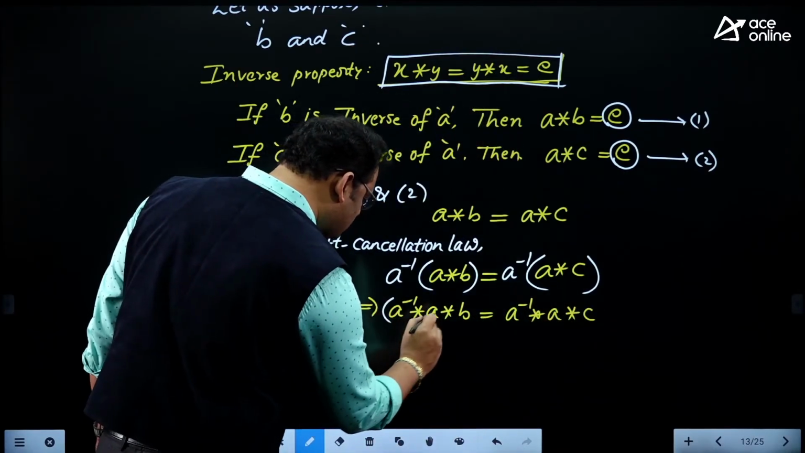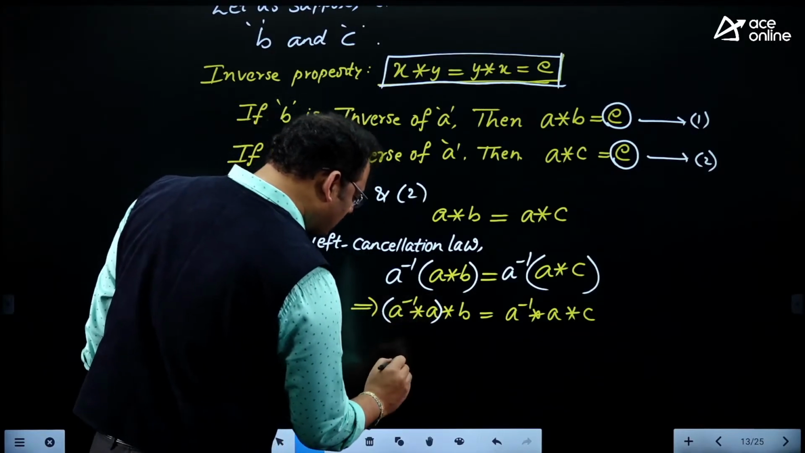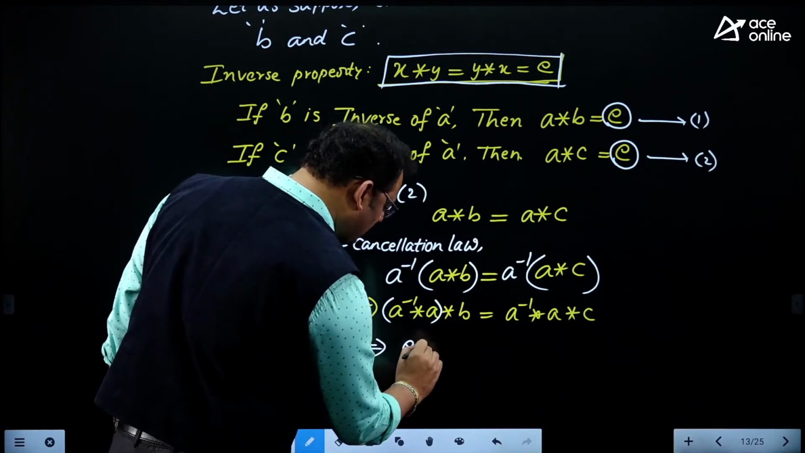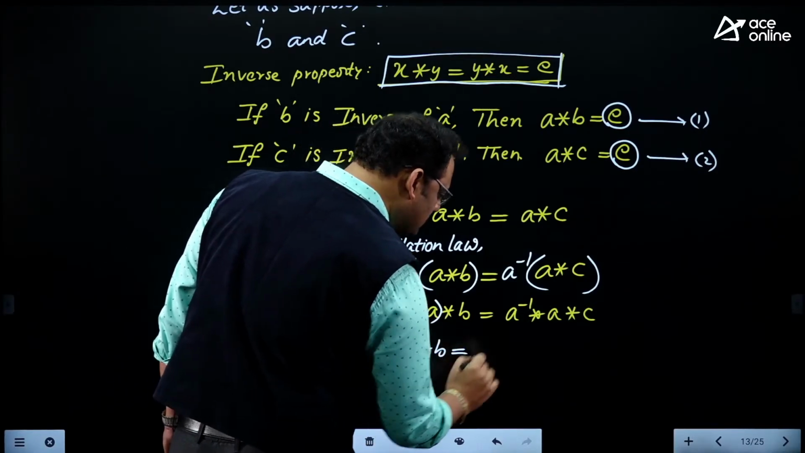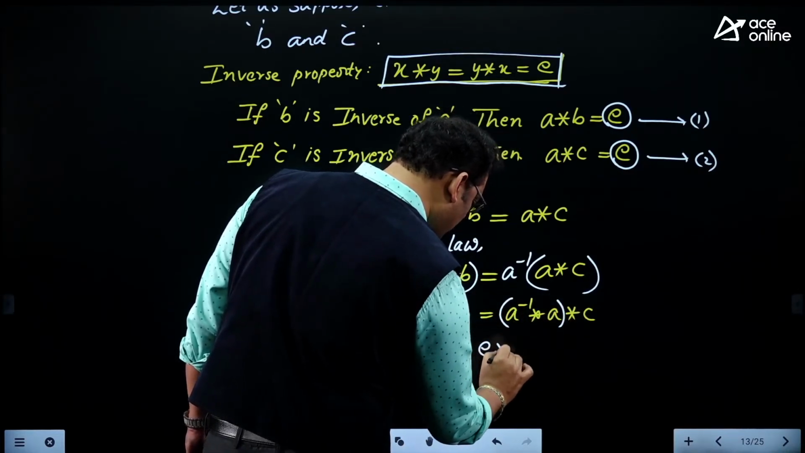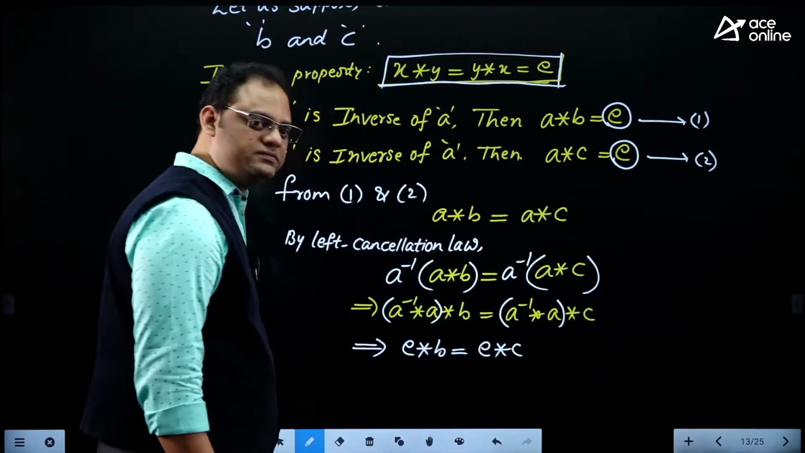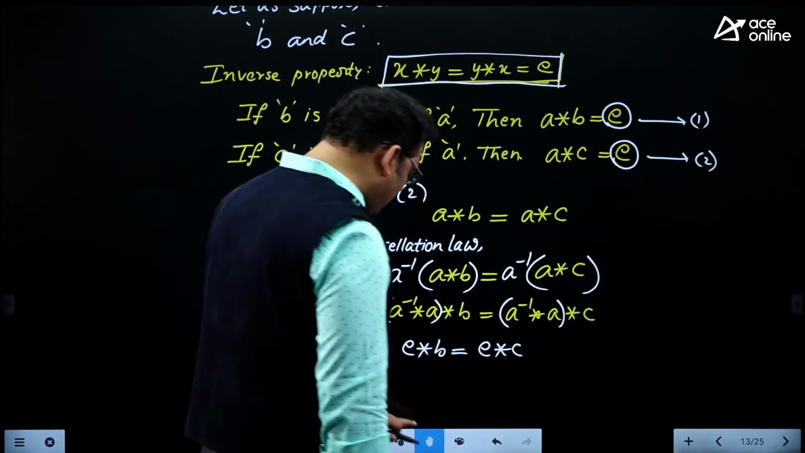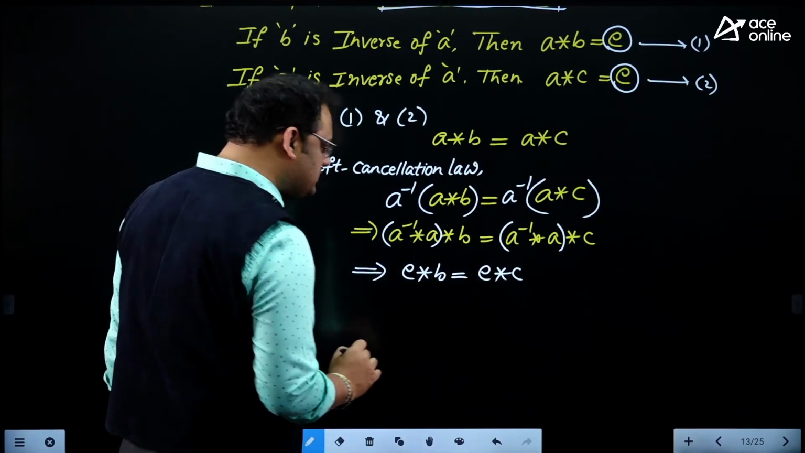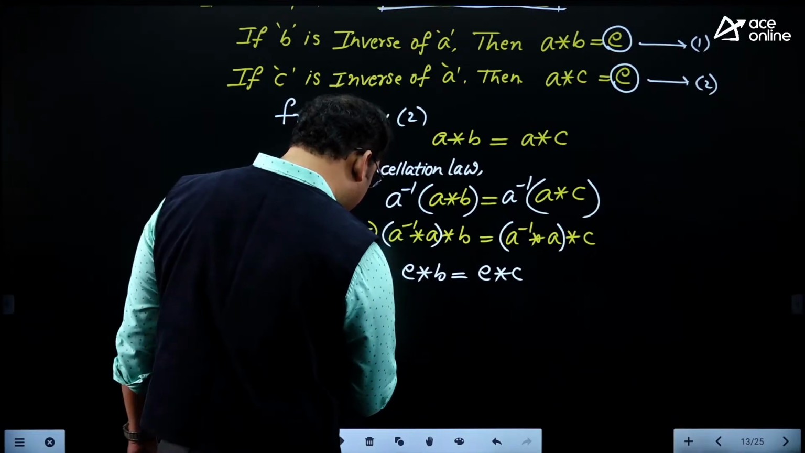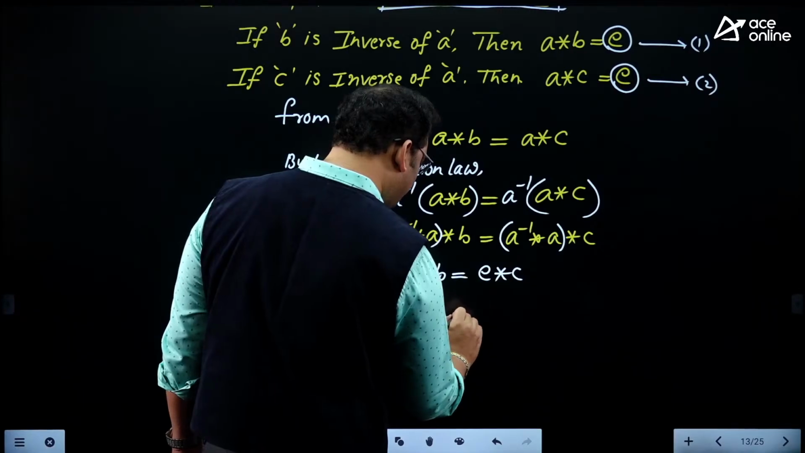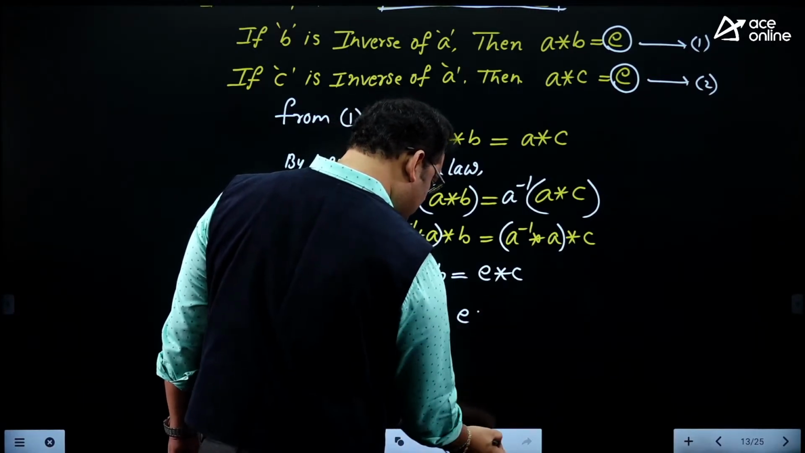And A inverse star A is nothing but identity, which implies E star B, and in similar fashion A inverse star A is also identity, E star C. Here we have E star B is equal to E star C. So E star B is B by the identity property, and E star C is C.